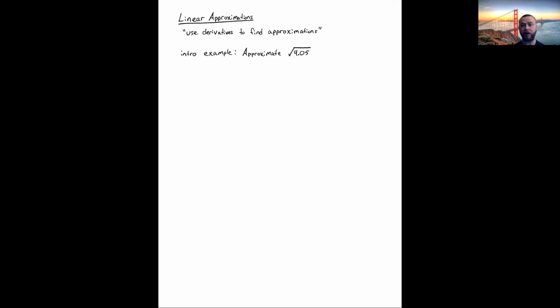All right, before we get into what linear approximations are, let's consider a motivating problem. Suppose we're asked to approximate the square root of 4.05. Now, everyone should be able to give me a basic answer requiring really no calculation or time at all. We know the square root of 4 equals 2. And since 4.05 is a little bit bigger than 4, we should expect the square root of 4.05 to be a little bit bigger than 2.